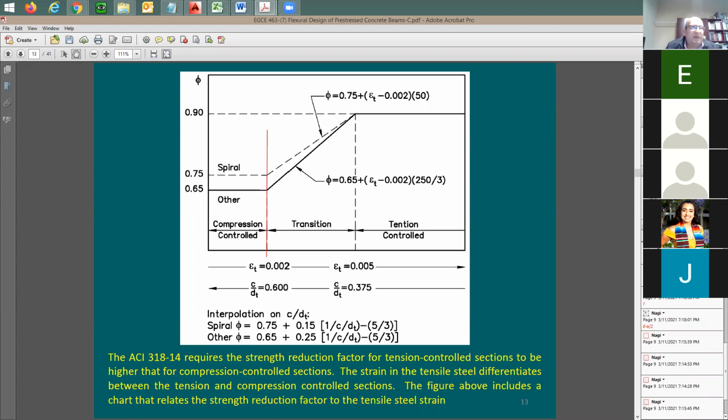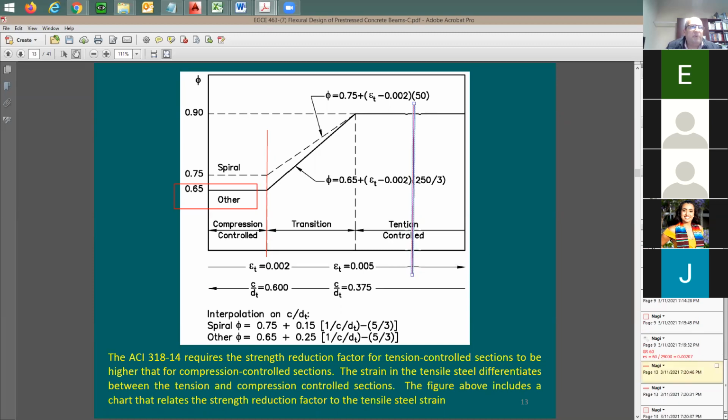Now you're going to be using this other. You don't have a spiral case. This is not a column. It's going to be a beam. So your phi factor is going to be 0.65. But if you solve for the strain in the steel and it turned out to be in the tension control failure or performance, your phi factor is going to be 0.9. And this is what we'd like to see our beams at.